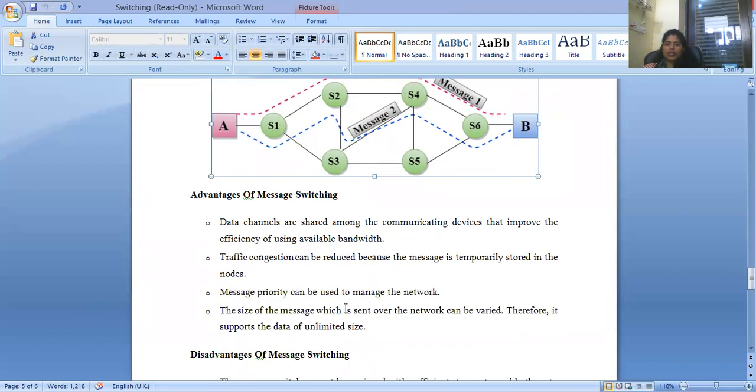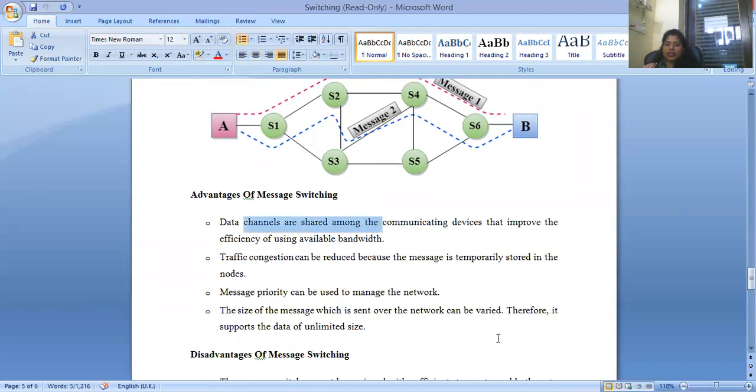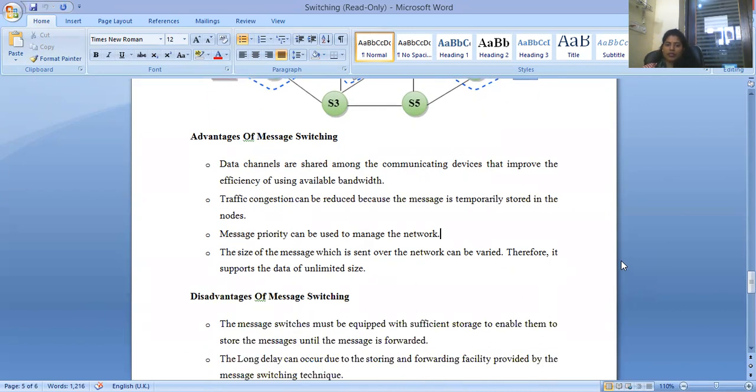So the advantages of message switching are that data channels are shared among the communication devices, which improves the efficiency and availability of the bandwidth. Traffic congestion can be reduced because the message is temporarily stored in the nodes. Message priority can also be used to manage the network.